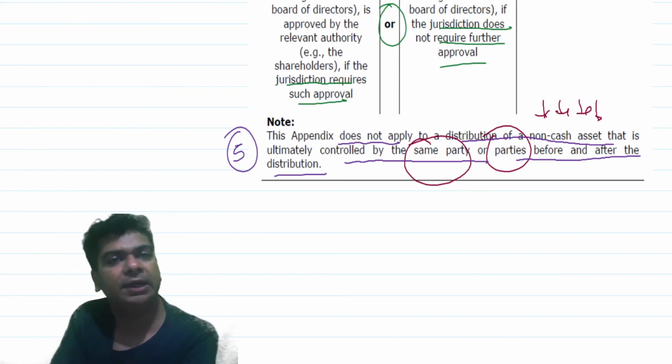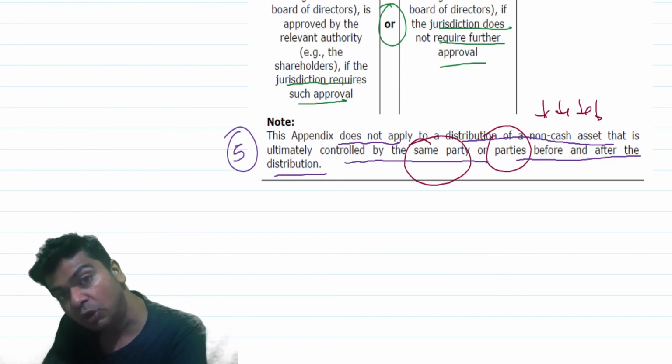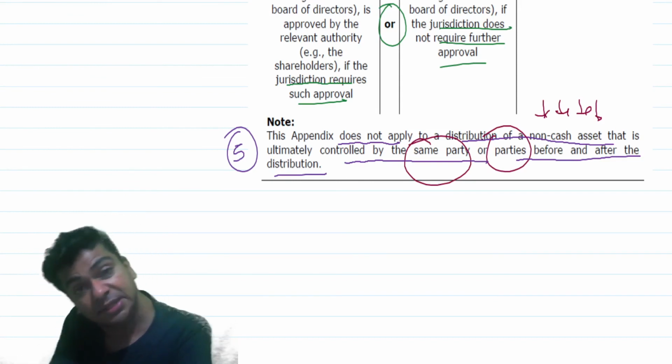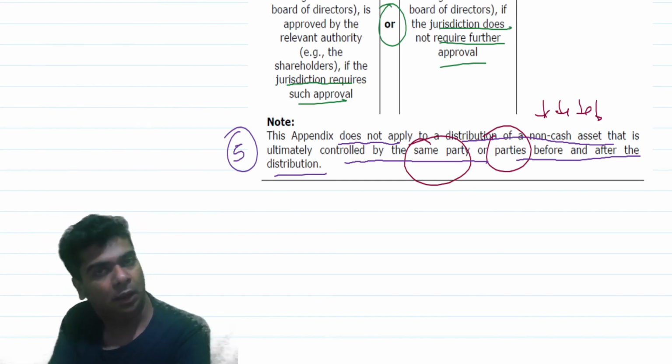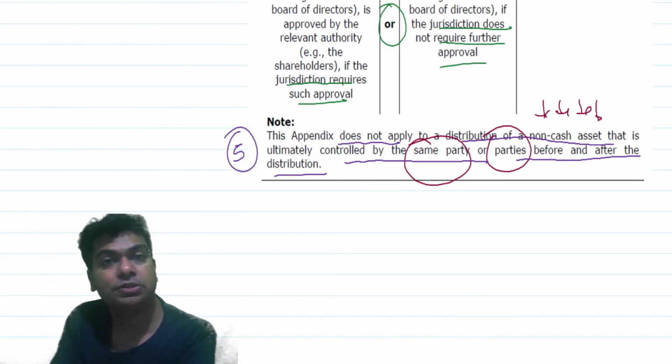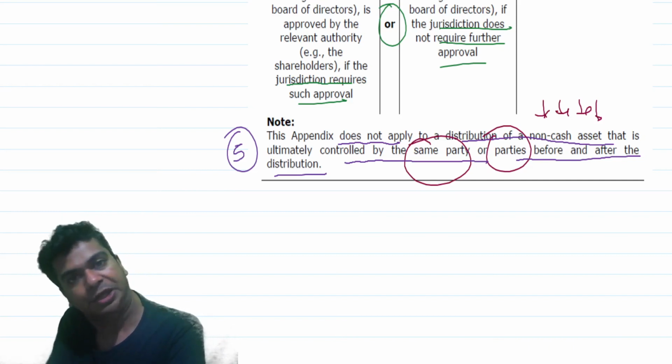You should simply treat this as a distribution of asset, or you can treat this as a sale of asset from the subsidiary to the parent. You cannot say this is distribution of non-cash dividend.